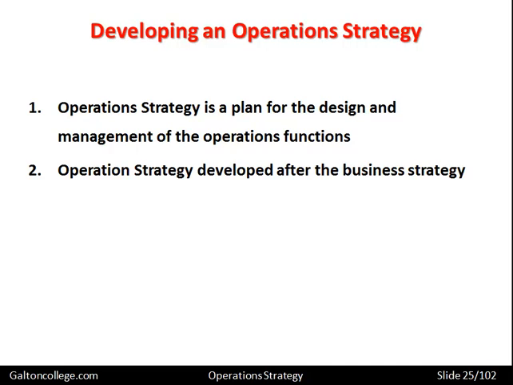Operations strategy is developed after the business strategy. The business must know where it's going before it can determine what the operations strategy is. It must have the corporate strategy in place. The corporate strategy will determine what the operations strategy is trying to achieve. So the operations strategy is making the functions of the business operate efficiently and effectively, and enabling them to subscribe to the overall achievement of the corporate objective.